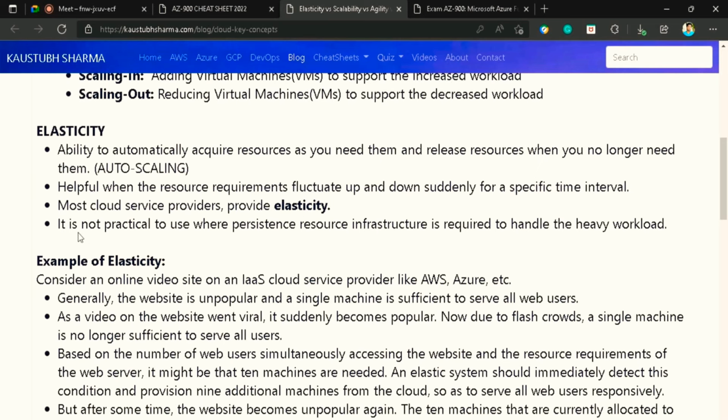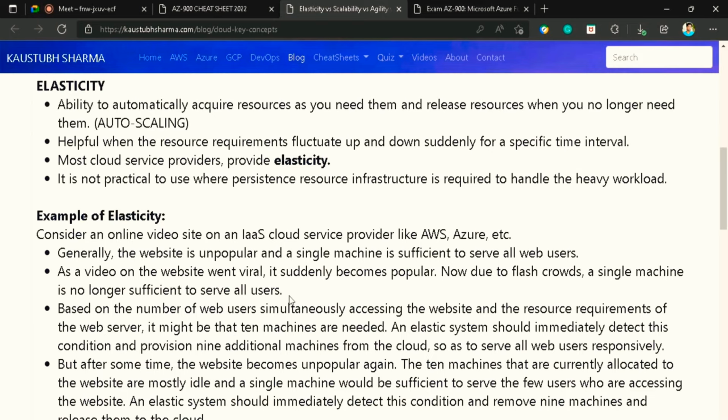There is an important note: it is not practical to use when you are required to maintain a heavy load, because auto scaling will take time. I will explain in this example, and then you will be more clear.